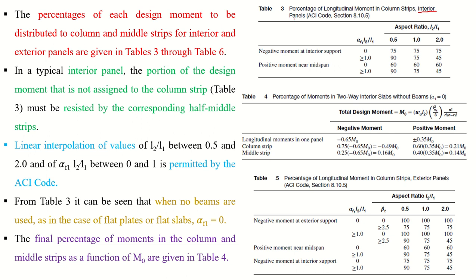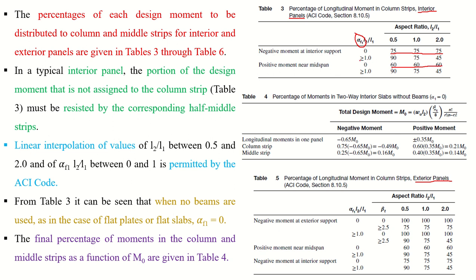And this is for the interior panel. Please keep in mind that tables 3 and 4 are for the interior panel and tables 5 and 6 are for the exterior panels. And this alpha f1 which you just found out is the ratio of the stiffness of beam to that of the slab. So if it is 0, then these will be the distributions depending upon the aspect ratios L2 to L1 for the negative moment, and these will be the ratios for the positive moments, right?